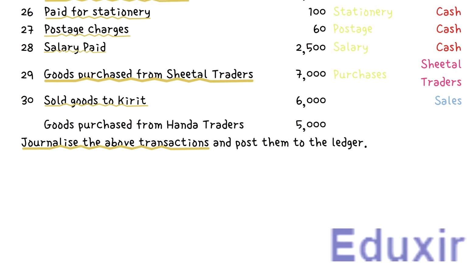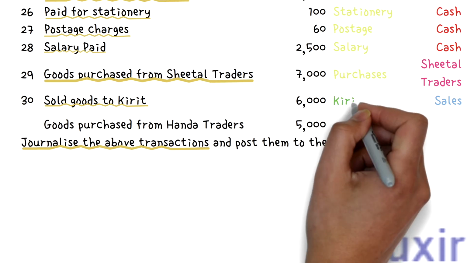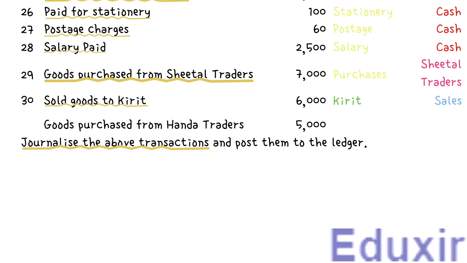At the same time, as these goods are sold on credit to the customer Kirit, Kirit becomes the debtor of the business. In other words, the debtor assets of the business are increasing in this transaction. The rule to record any increase in the assets is to debit the corresponding assets account. In this case, the debtor Kirit account should be debited. With this analysis at our disposal, let us now proceed with the generalizing of this transaction.